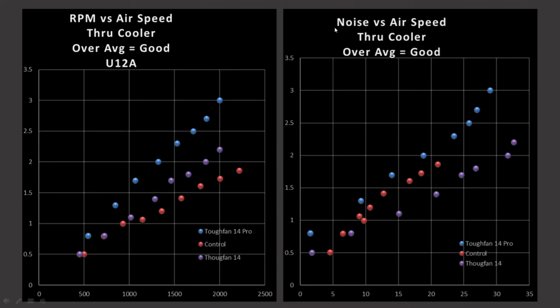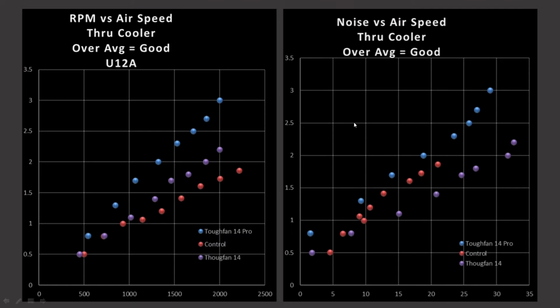So the left side here is RPM versus airspeed. So this is a blade efficiency graph. It is how effective is this blade design at shoving air through the cooler. And we do see that the Toughfan 14 Pro is, once again, taking names and kicking ass. The Toughfan regular 14 is still doing pretty well. It's outperforming my control fan. So both of them are good, but one is better.